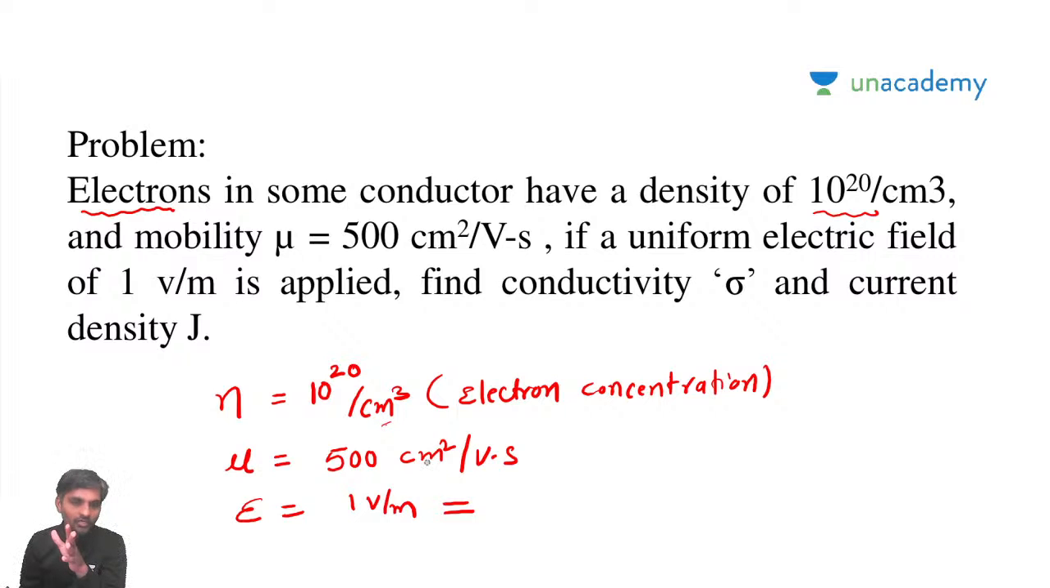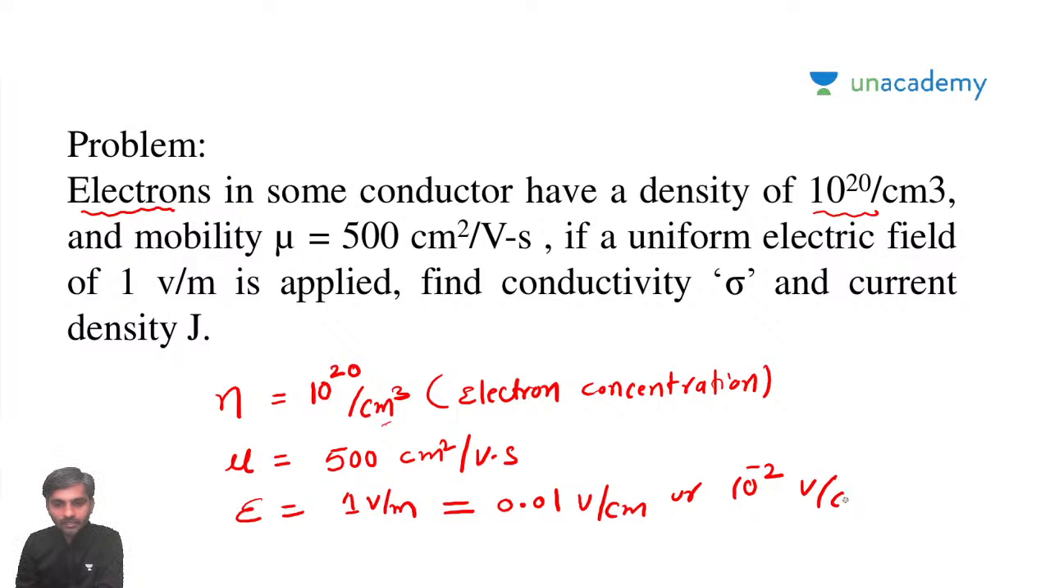Okay, so all the units should be the same. There should not be any difference. So convert this. Anyway, these two are in centimeters, so convert this also into centimeters. If you convert them into centimeters, what will we get? 1 volt per meter will be 0.01 volt per centimeter, or you can write it as 10 to the power of minus 2 volts per centimeter.